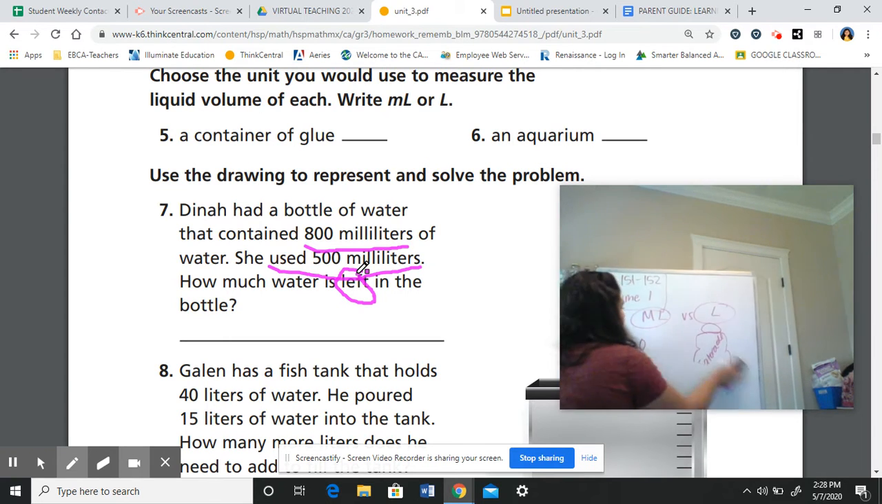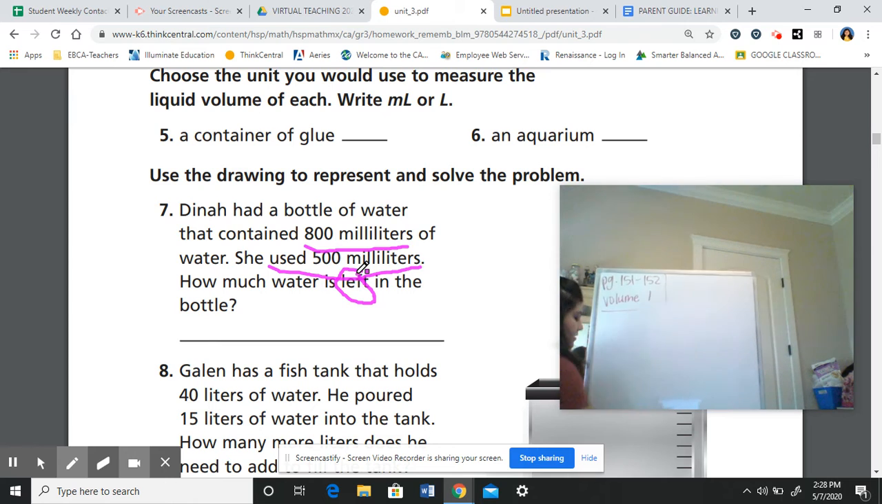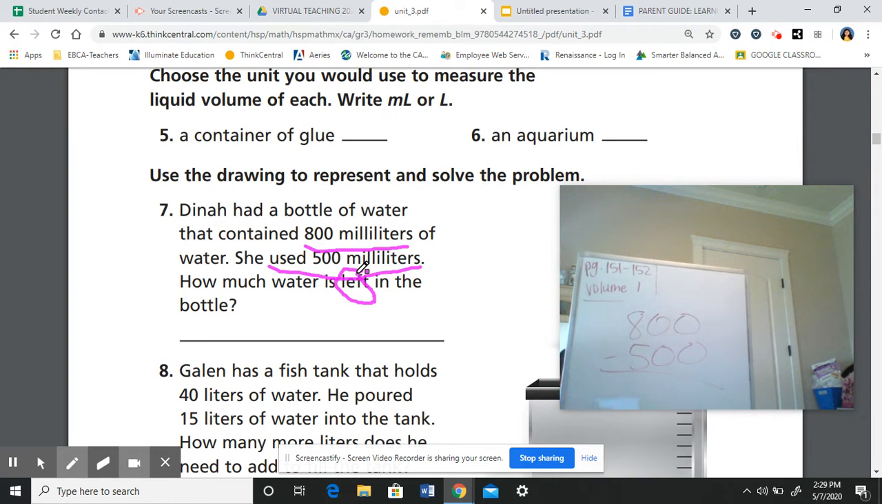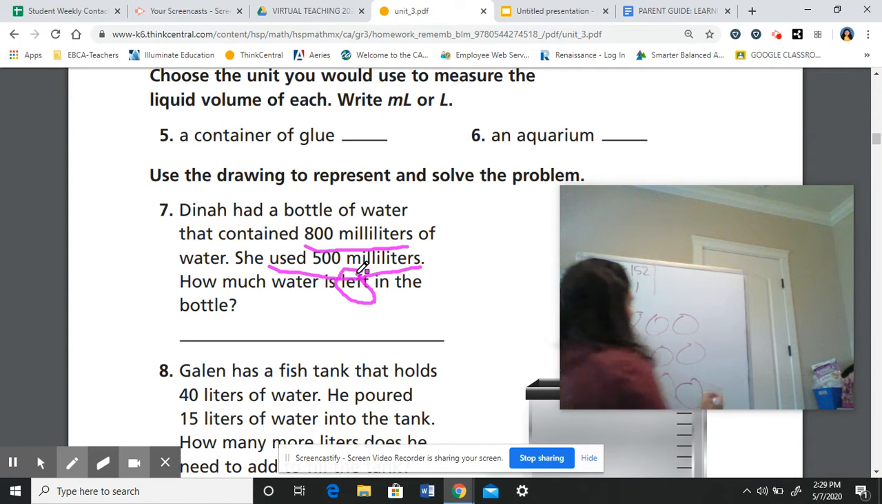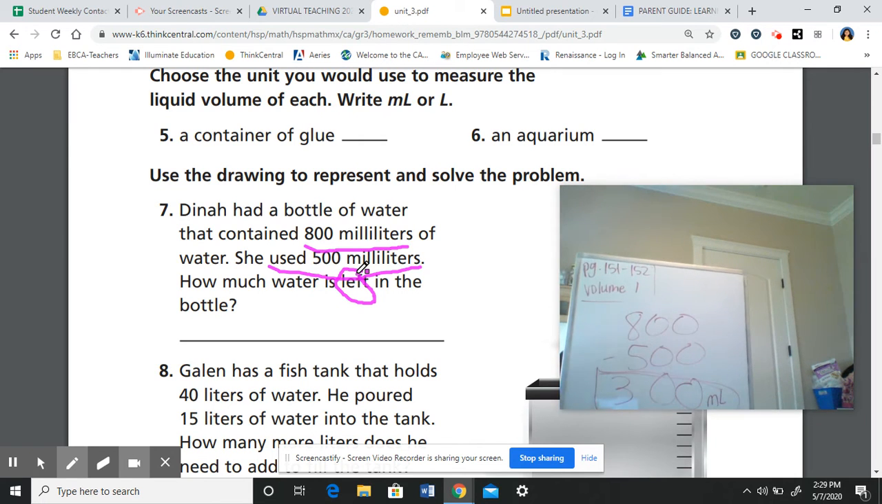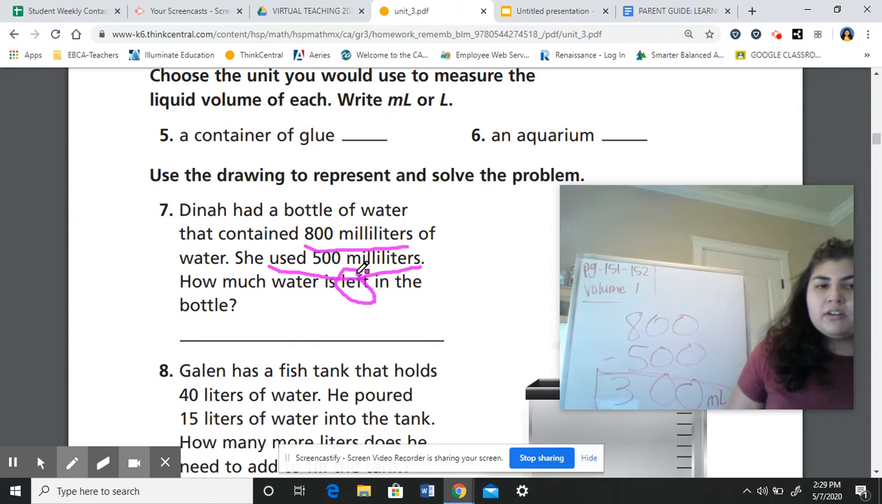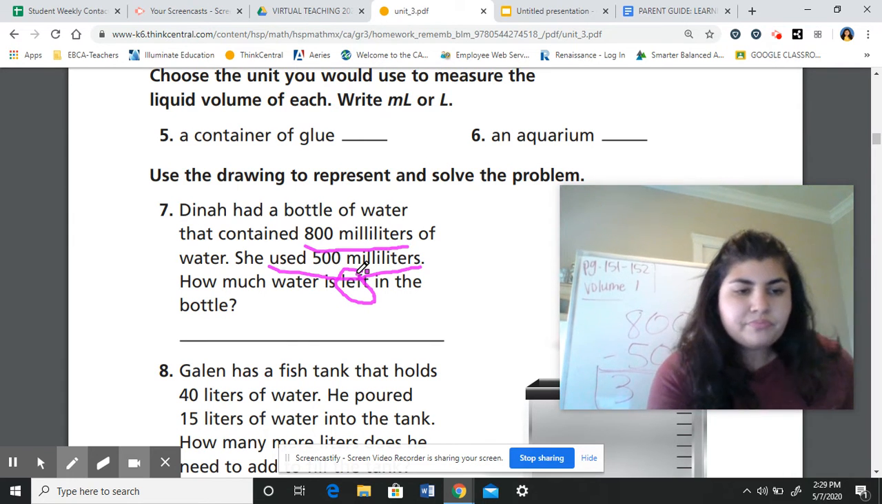So I'm going to simply take those two numbers and subtract. Remember, big number on top always. 0 minus 0 is 0. Same here. 8 minus 5 is 3. So she has 300 milliliters left in that bottle. Easy peasy. That's number 7. Number 8 will be very similar.